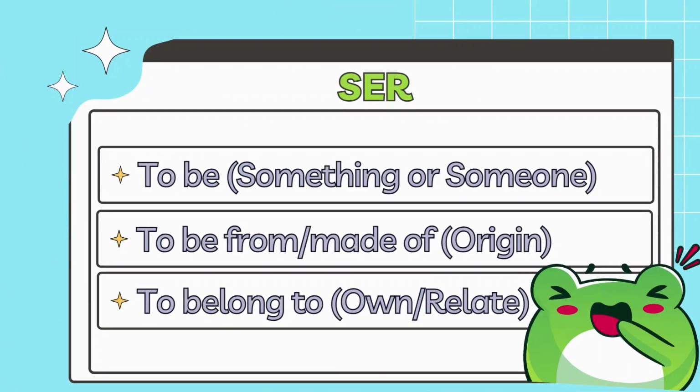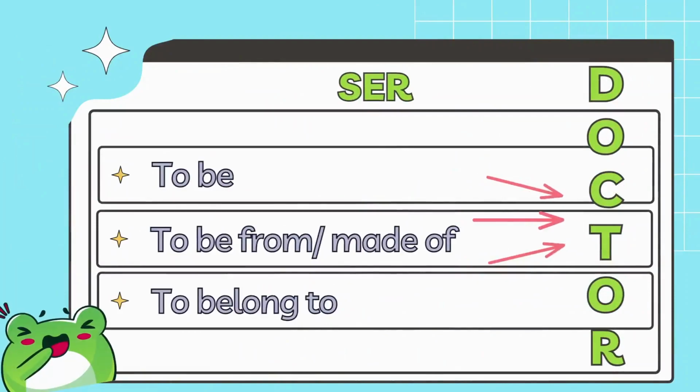To be, something or someone. To be from or to be made of, when we talk about origin. Or to belong to, when we talk about ownership, as in owning something, or relationship, where you are related to someone. Now, all these uses of SER can be remembered by using the acronym DOCTOR. What does it mean? We will look at the following examples to understand the same.